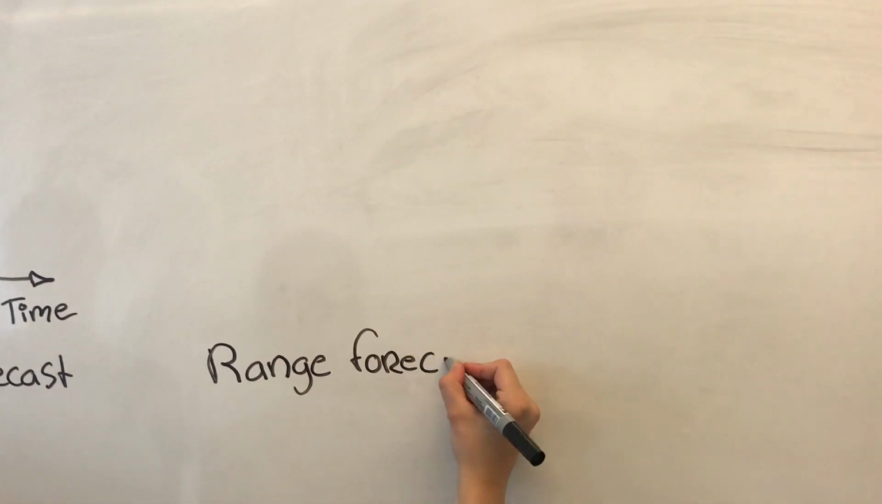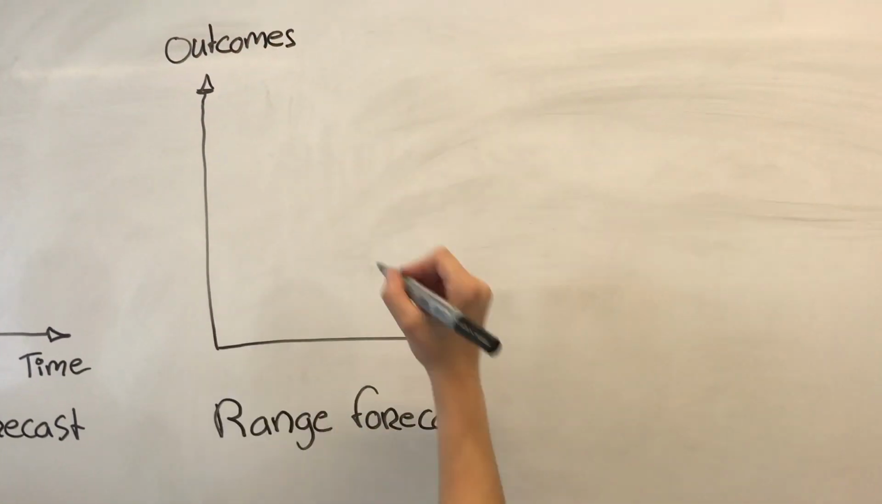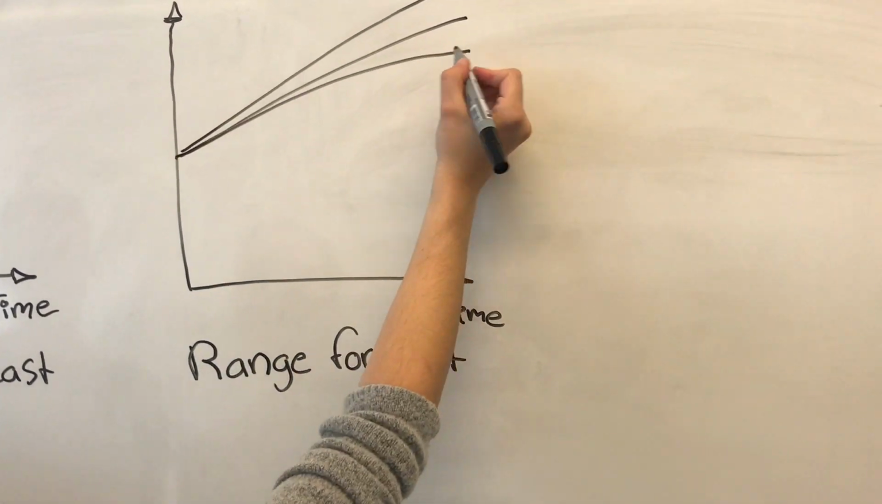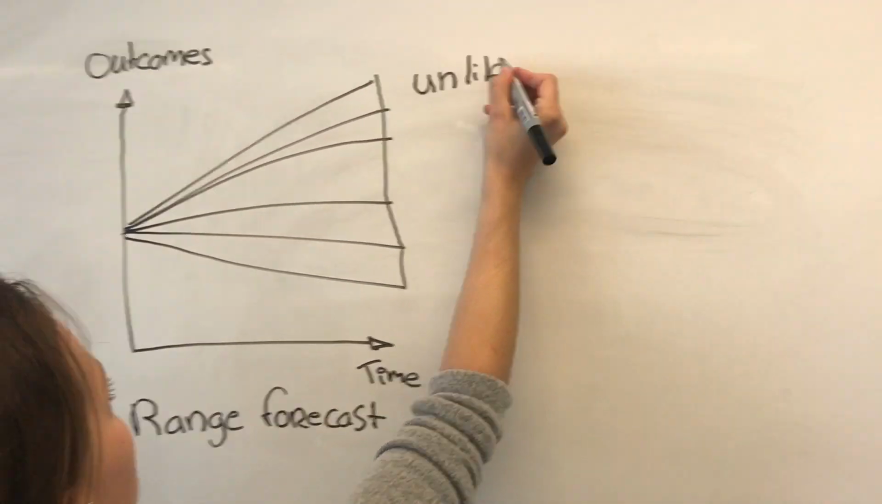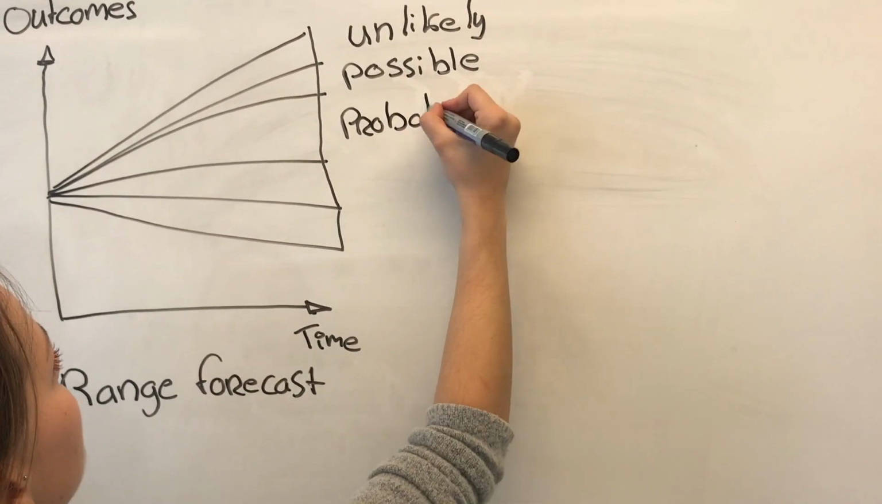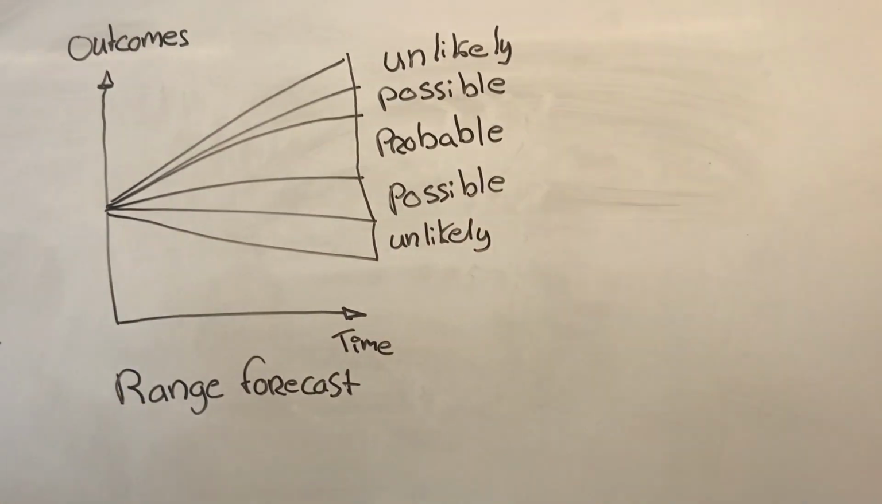Next up, we have range forecasting. This is where organizations have less certainty, suggesting a range of possible outcomes. You have unlikely outcomes, possible outcomes, and probable outcomes, which differ from positive to negative outcomes, as you can see on the movie as well.